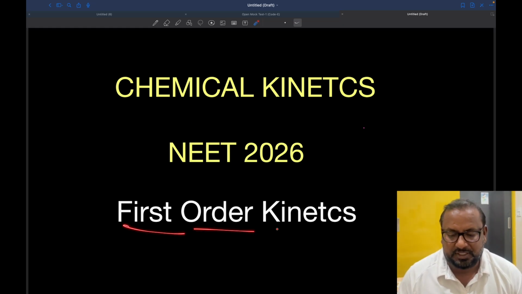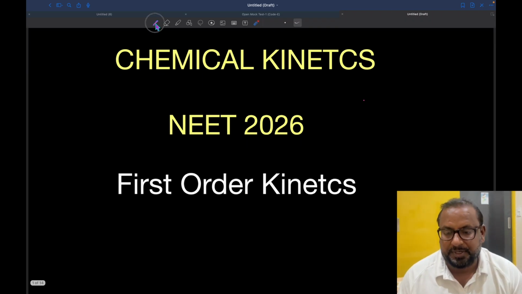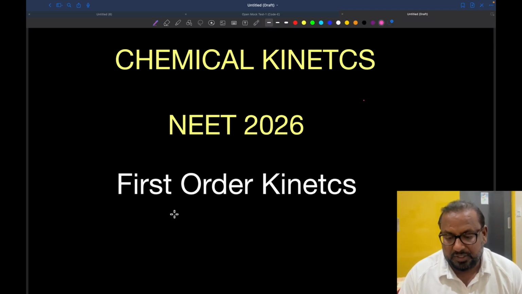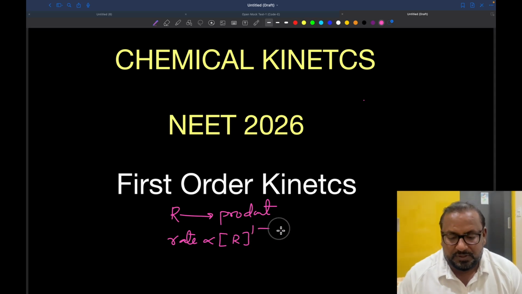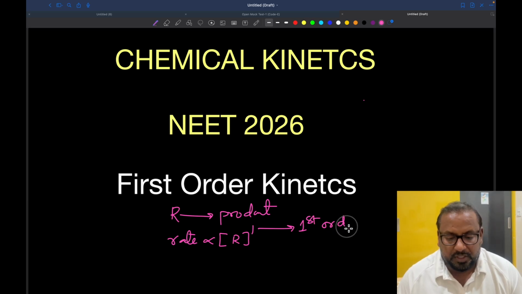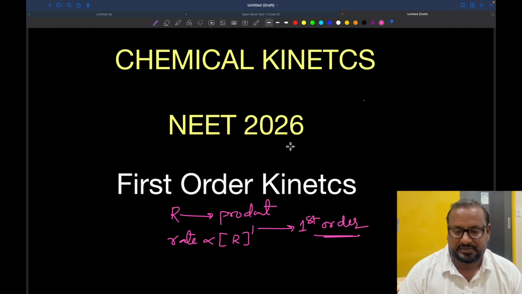First order kinetics is where the rate of the reaction is dependent on one reactant. For example, we have a reaction where a reactant is converting into a product. Then the rate of the reaction is directly proportional to the molar concentration of R to the power 1. This represents first order kinetics. The order of the reaction is first order. So we will be studying only these reactions.